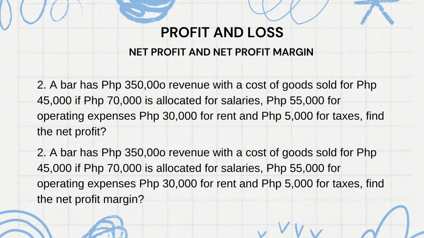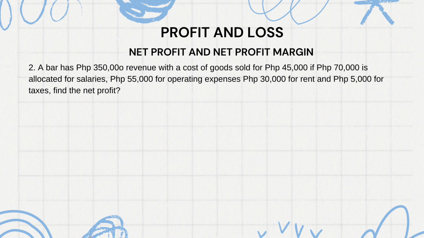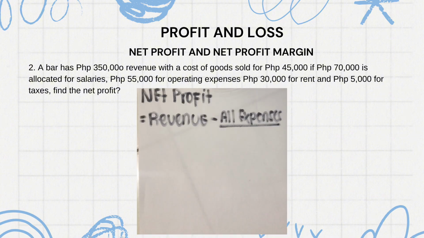Now, next proceed to our problem number 2, net profit and net profit margin. First, let's solve for net profit. Avar has 350,000 revenue with a cost of goods sold 45,000. If 70,000 is allocated for salary, 55,000 for operating expenses, 30,000 for rent, and 5,000 for taxes. Find the net profit.